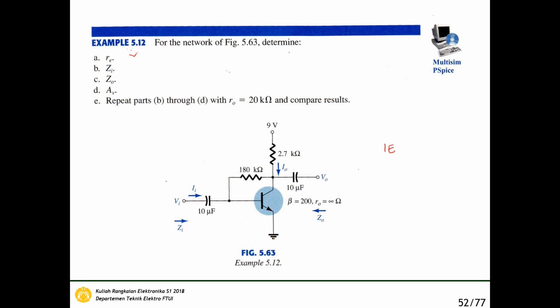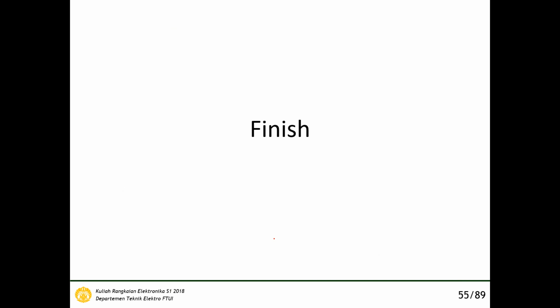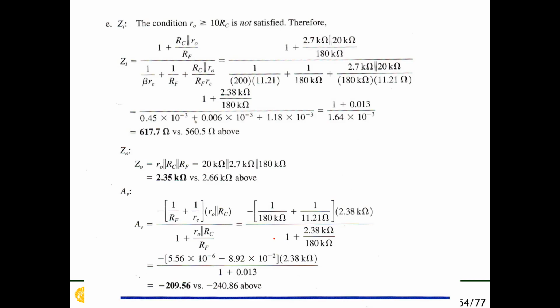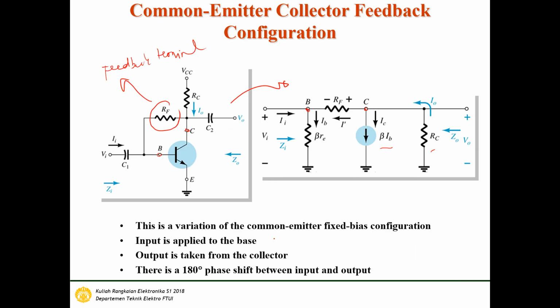And then repeat if RO is 20 kilo ohm. So repeat, we have the condition that RO is not satisfied, so we have to calculate ZI using the full analysis, and then also ZO and AV. Okay, I think this is enough for this common emitter collector feedback configuration.